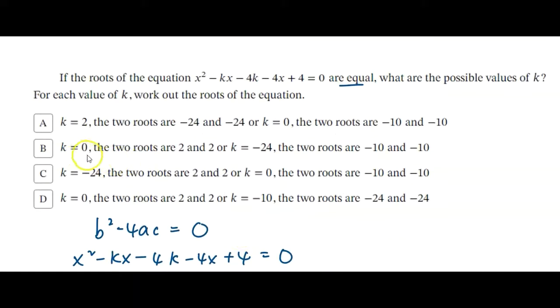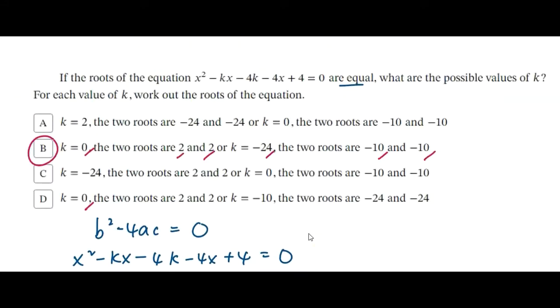Scroll up and search for the answer. When k equals 0, the two roots are 2 and 2. And when k equals negative 24, the two roots are negative 10. Yes. Okay, so the answer should be B.